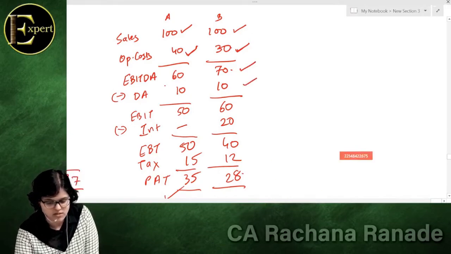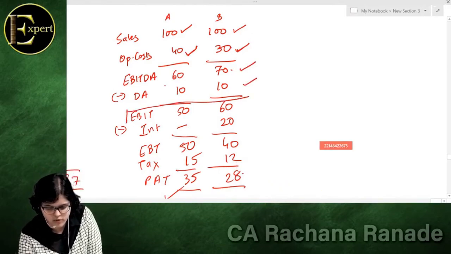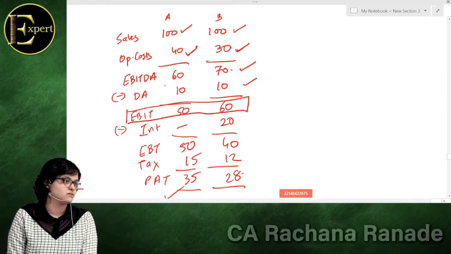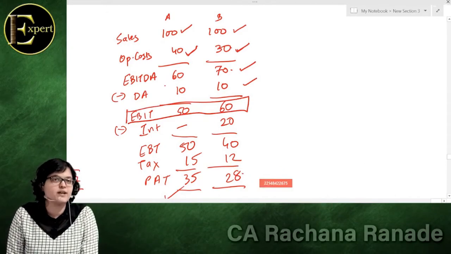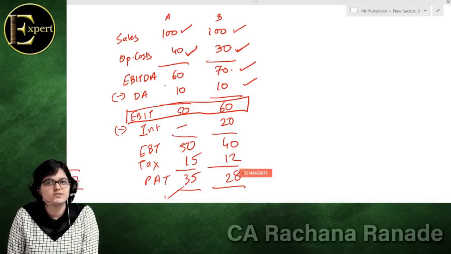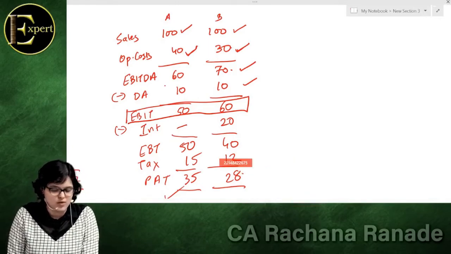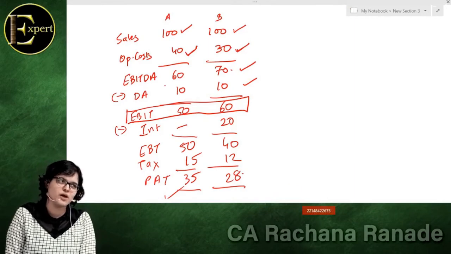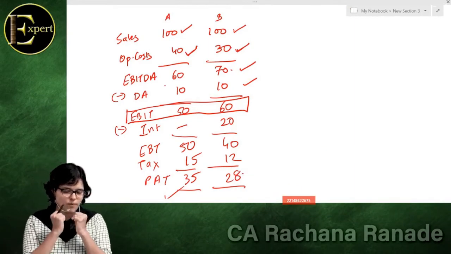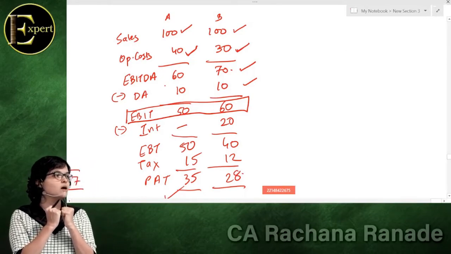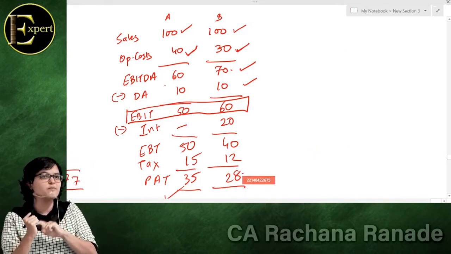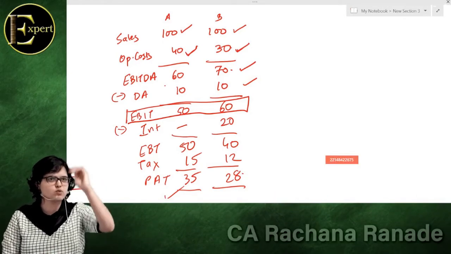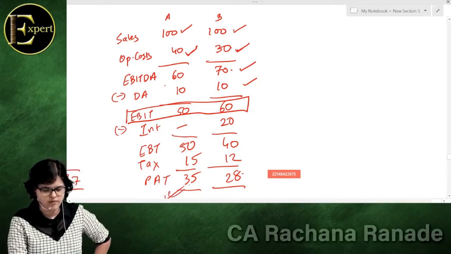Depreciation and amortization is 10. What is this figure? I've told you many times. One more time, repeat it for me. This is operating profit. Okay. Operating profit is 50 and 60. Now, can I say B's performance is definitely better as compared to A? Their core operations are earning more revenue as compared to A. Then why did we say A is better? 1, 2, you said A is better. Why? Because their final profitability is more.